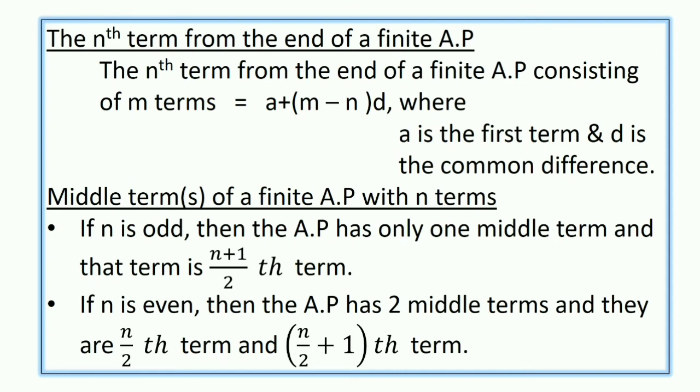We can also obtain the middle term of a finite AP with n terms. If n is odd, then the AP has only one middle term, and that term is the (n plus 1) by 2th term, or the term at the position (n plus 1) by 2. If n is even, then the AP has two middle terms, and they are the terms at the positions n by 2 and n by 2 plus 1.